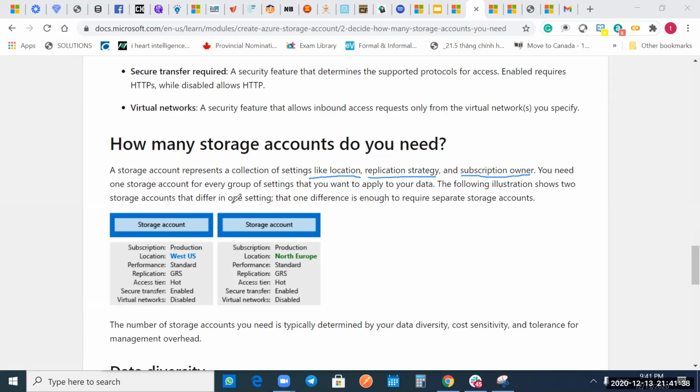So okay, you need one storage account for every group of settings that you want to apply to your data. You have to have one separate storage account for one location, for example West US, and one for another location, for example Asia or North Europe. And this applies to other services as well.